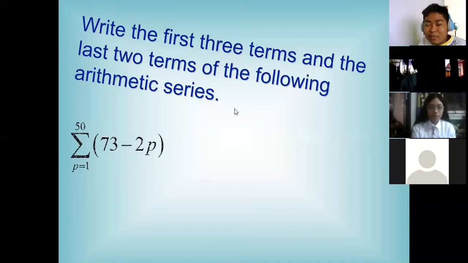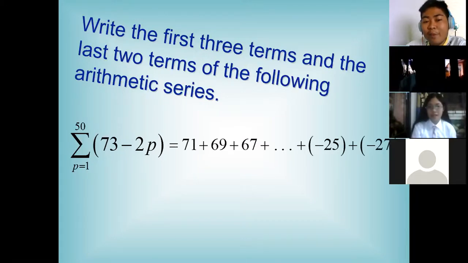Okay? Ayan, so let's go now to our lesson, the sum of an arithmetic sequence. Lesson 4 tayo. So let's go now to arithmetic sequence. Write the first 3 terms and the last 2 terms of the following arithmetic sequence. So we have 79 minus 2p.